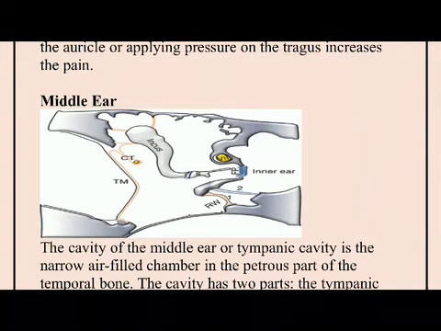As seen there, the cavity of the middle ear, the tympanic cavity, is a narrow, air-filled chamber, and it's in the petrous part of the temporal bone. The cavity of the middle ear actually has two parts. The tympanic cavity proper, that's what you have by the left there, is a space directly internal to the tympanic membrane. And then you also have what we call the epitympanic recess, and the epitympanic recess is superior to the membrane.